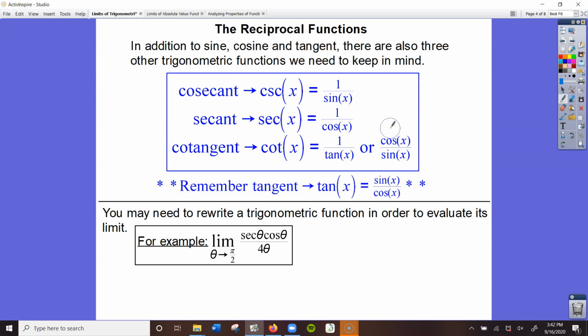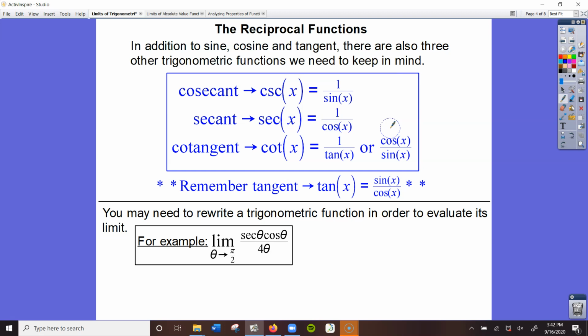Let's try using a few other identities. What we have here are called the reciprocal identities. And that's because we're looking at the reciprocal functions for sine, cosine, and tangent. The reciprocal for sine of theta, or x, is cosecant of x. The reciprocal of cosine is secant, and the reciprocal of tangent is cotangent. Or you can also think of cotangent being cosine over sine, and tangent is sine over cosine.